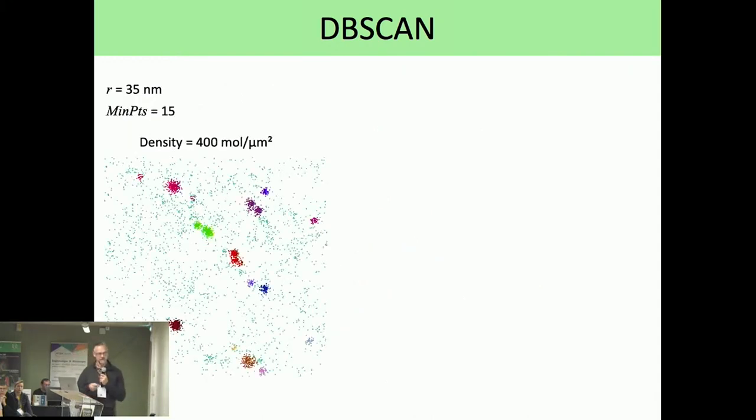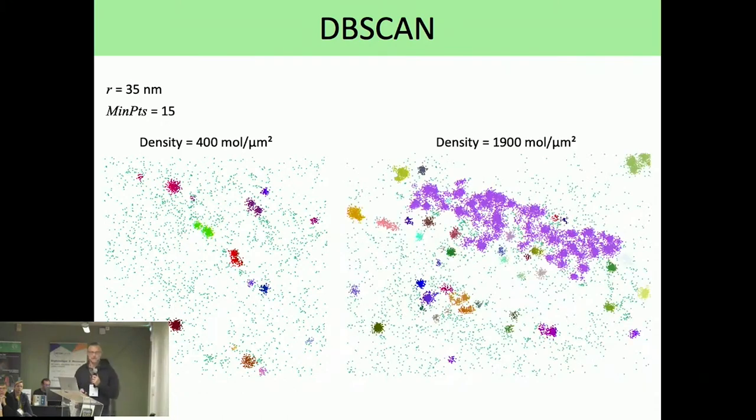Of course, if you have some distribution, you play with these two parameters and you will easily be able to cluster your molecules and then get by proximity that this is a cluster, another one, and so on and so forth. Of course, the problem is when it gets more complicated, like this one, with different levels of organization.